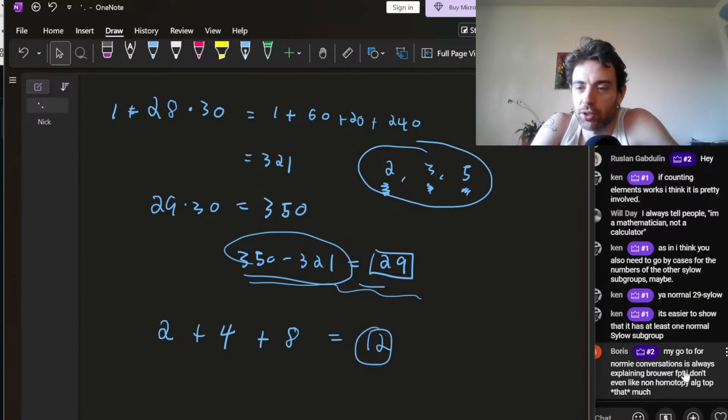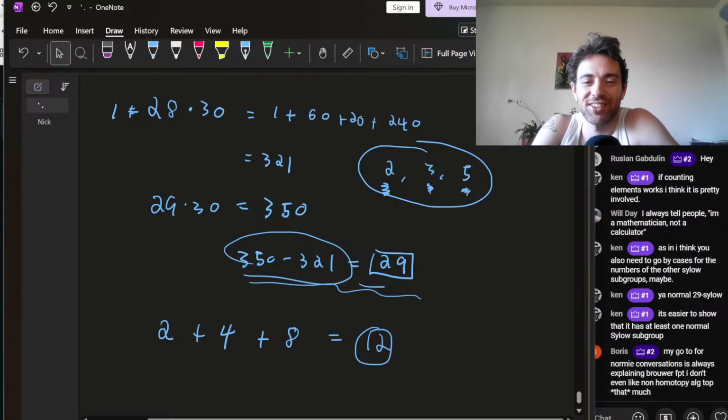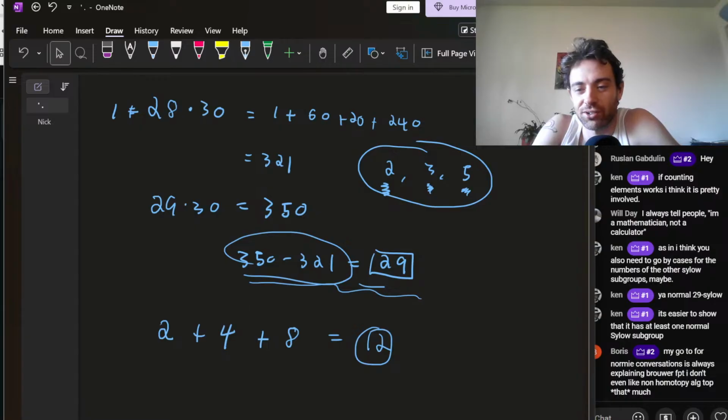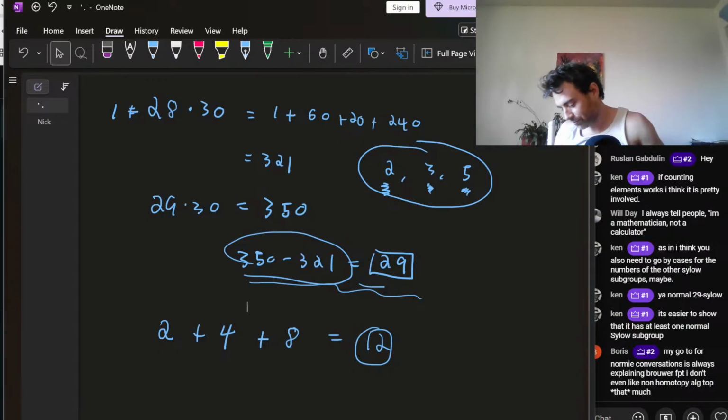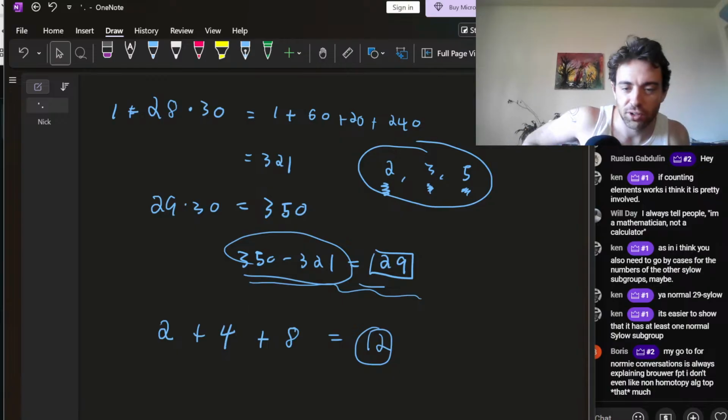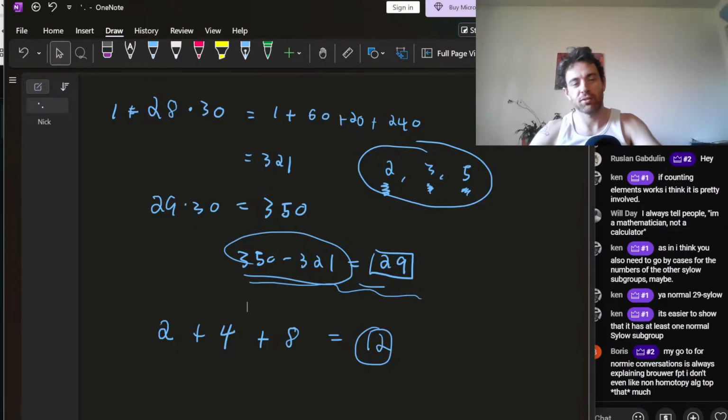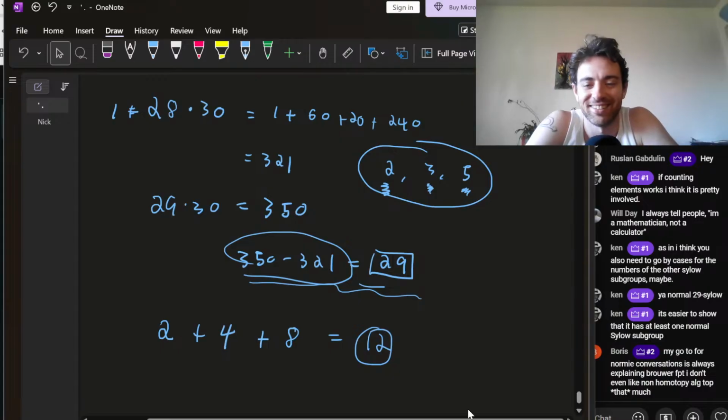Your go-to for normie conversations is always explaining Brouwer fixed point. You don't even like homotopy or algebraic topology that much. Yeah, mine is to talk about symmetries. Just grab some physical object around me, and people are like, what are you doing? What are you working on? I'm like, oh, I'm trying to classify kinds of symmetries. And then I just rotate some physical object by them, and they have some visual, and that's normally the end of the conversation.